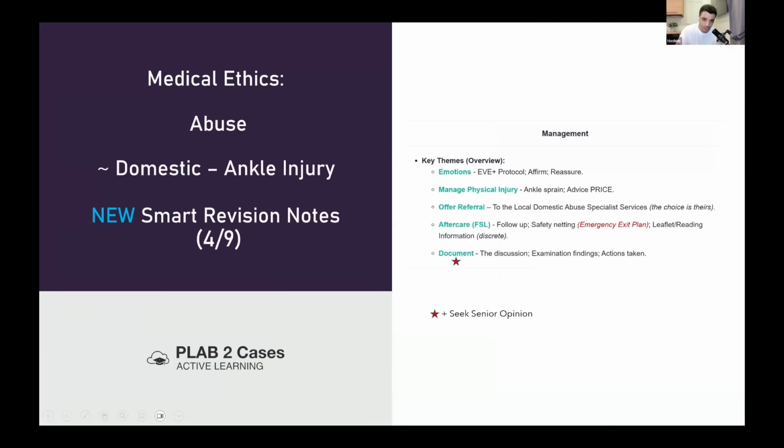The rest of the management, the supportive treatment and ED investigations, is going to be the same. You're going to do bloods, abdominal ultrasound, and stuff like that. But I won't digress into that. That's just a case that we recently wrote up.